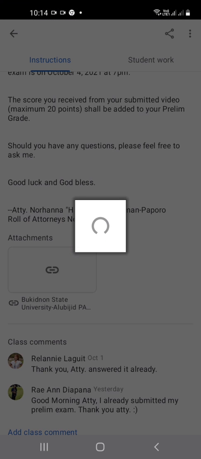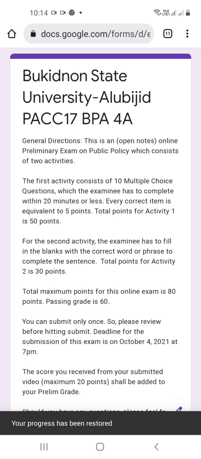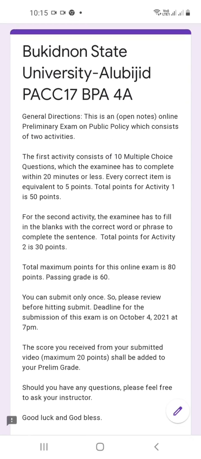Okay, so this is our form. The form is a Google form, which was supposed to be submitted. All of you should have submitted yesterday at 7 p.m., October 4th. But two of you sent a message to me and requested that they would only submit after 7 p.m. because they were busy with their lives, etc. So this is the form.